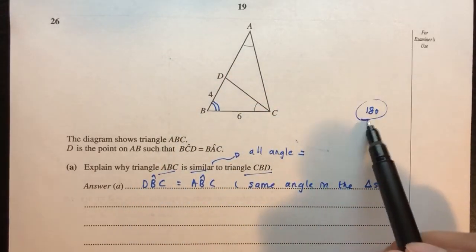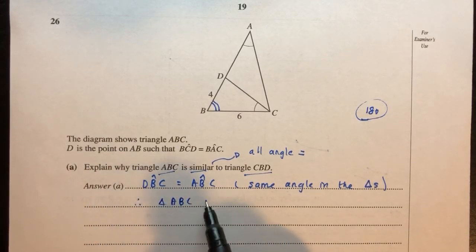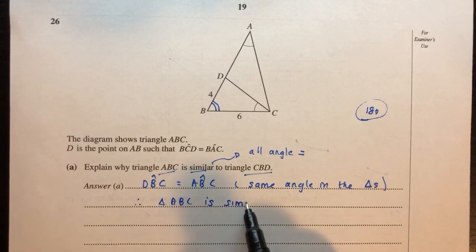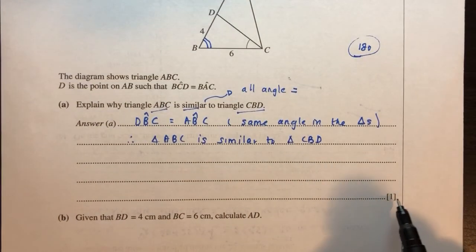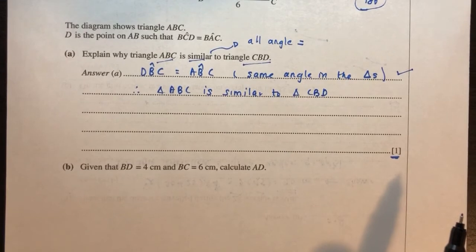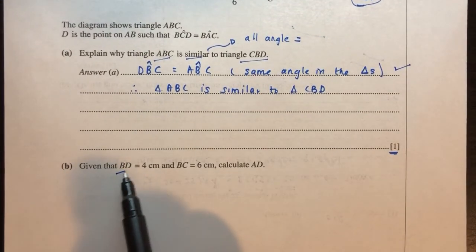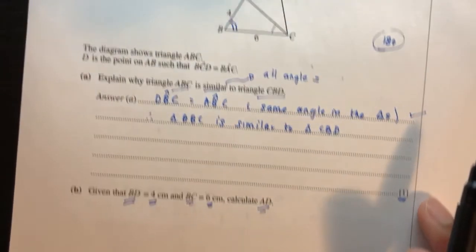So same way, you know that all the three angles are the same, you will just write triangle ABC is similar to triangle CBD. As you can see here, you have only one mark, so 1 point is good enough. Now for point B, given that the length BD is 4, BC is 6, find AD.